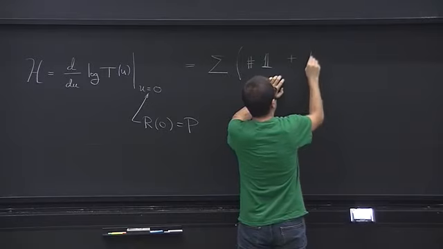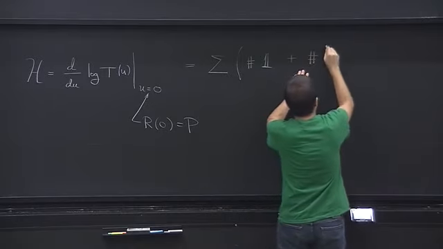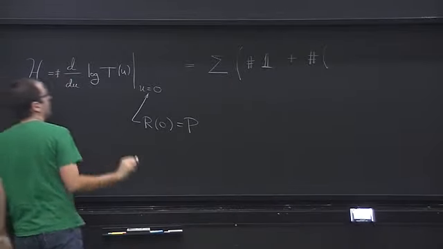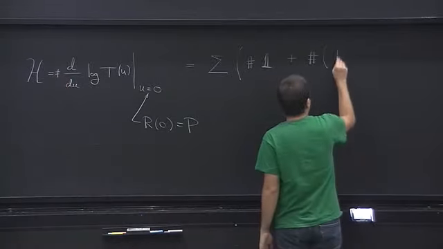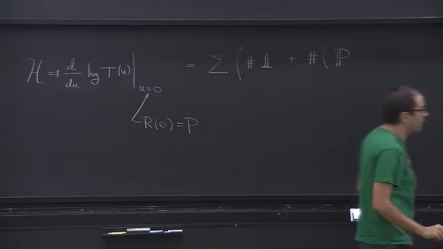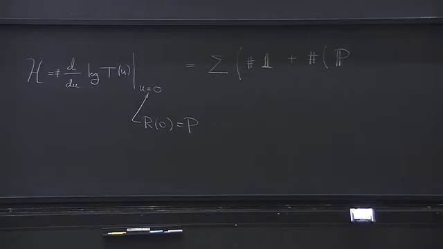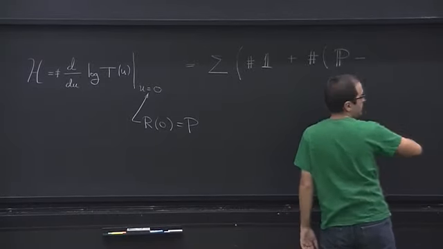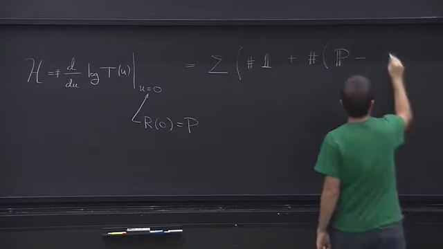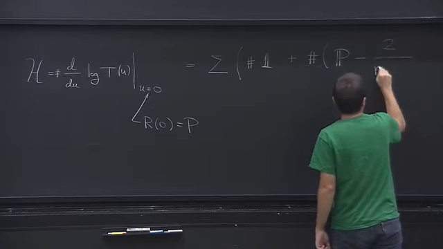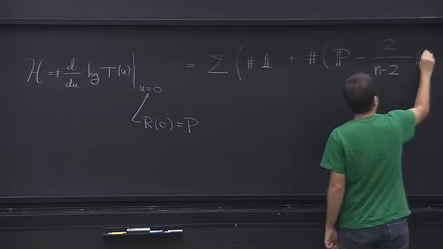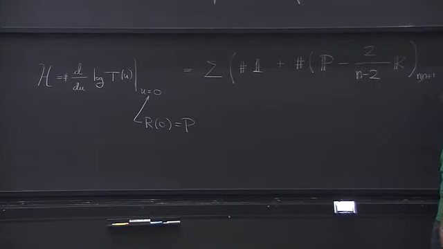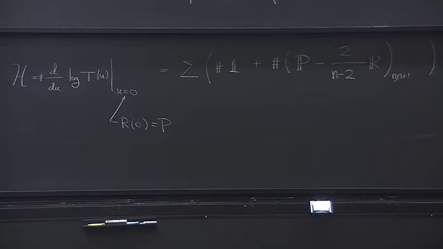Plus some constant times, if we put some constant here, of course, some constant times the identity. What matters is that we get permutation, and the relative coefficient between permutation and trace, if you repeat the same analysis, you would read off from there, minus 2 over n minus 2 times trace. Okay?